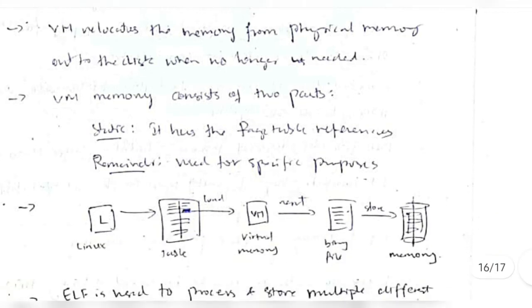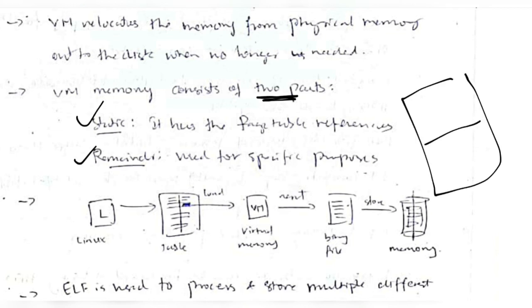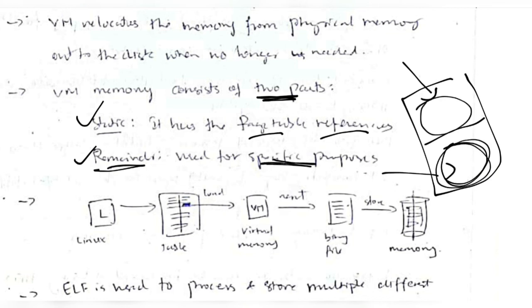And there are two parts. VM memory consists of two parts: static and reminder. See here, this is the virtual memory. The static part means all the used part here, which has the page table references, and the remaining part can be used for any specific purposes. So this part is known as reminder, and this one is known as static.